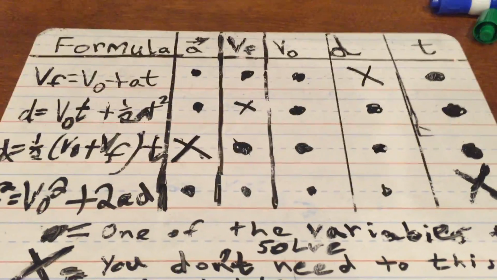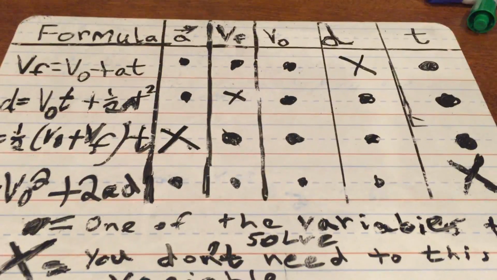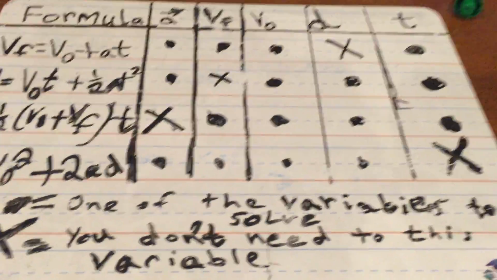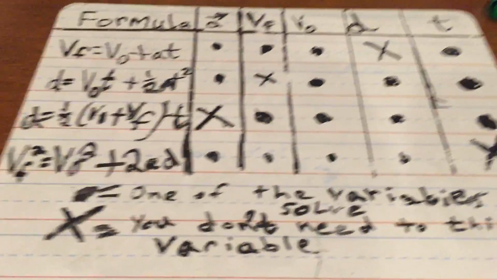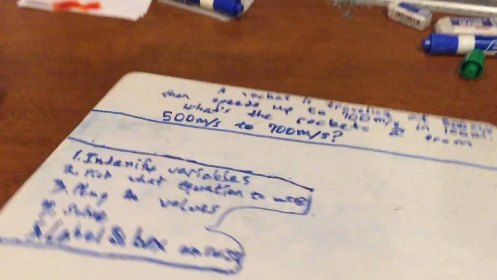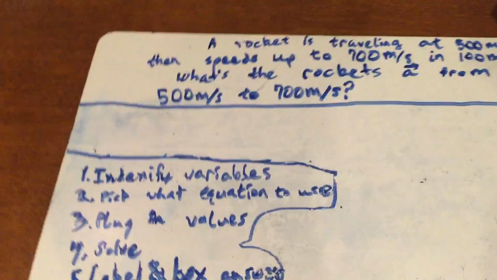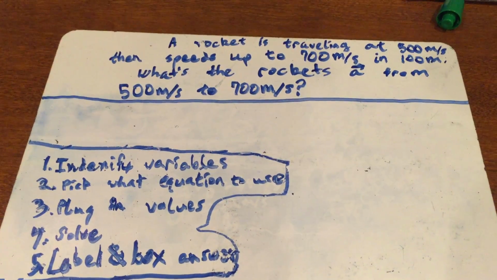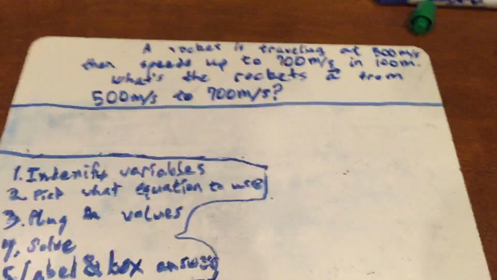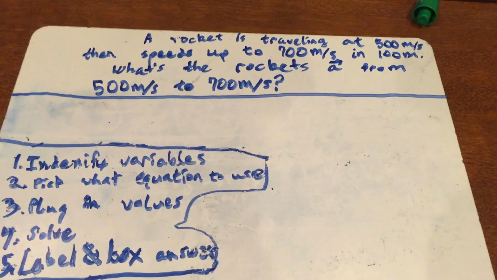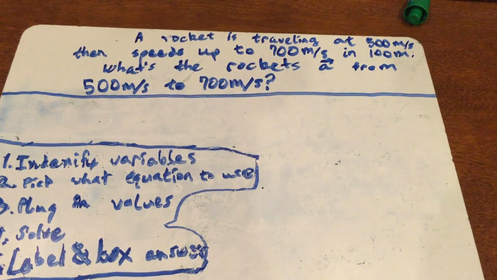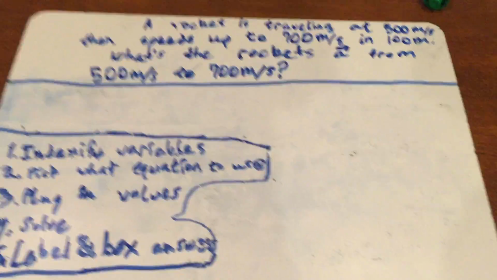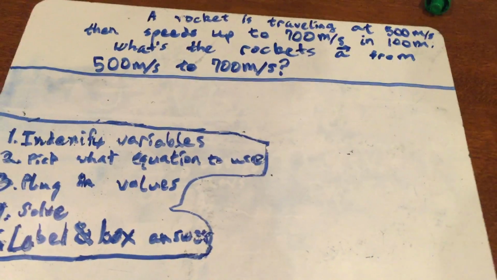Like when you're in a real world example and you don't know this last variable, who's gonna be crying now when you actually know all this stuff? See, physics is fun, but let me get back to the problem. I'll be solving this problem using the last kinematic formula, and then I'll let you do what we always do. A rocket is traveling at 500 meters per second and speeds up to 700 meters per second in 100 meters. What's the rocket's acceleration?